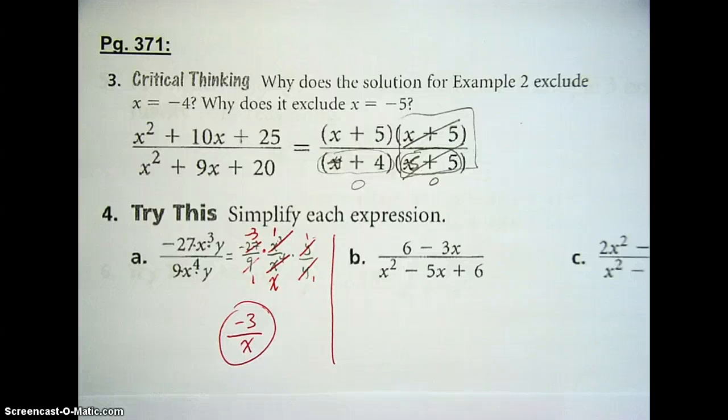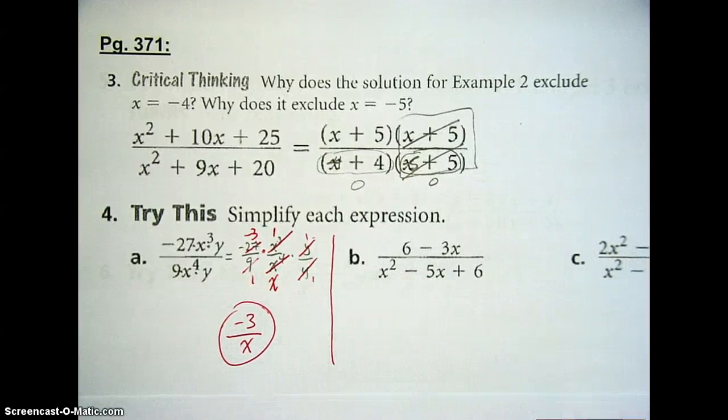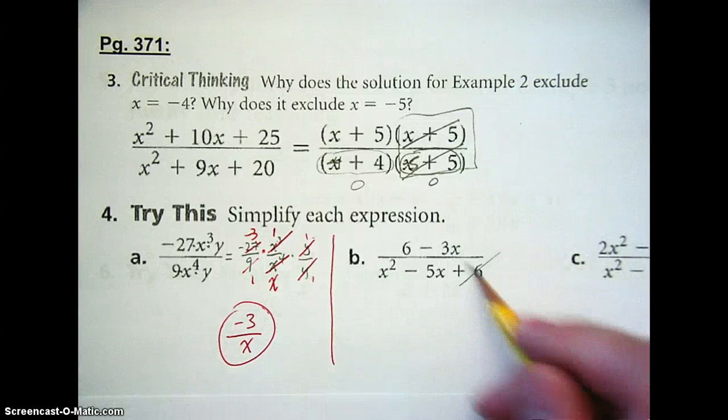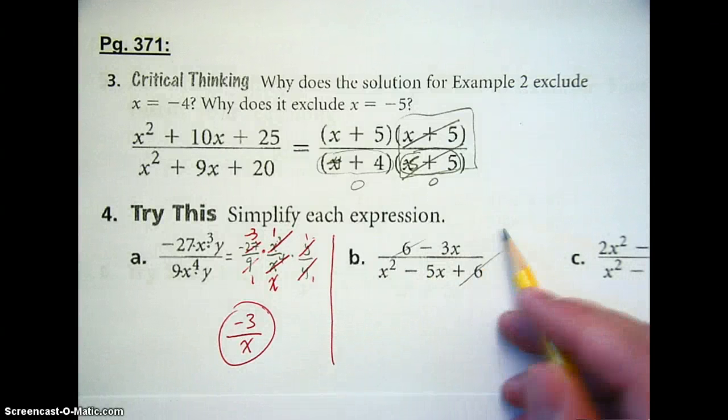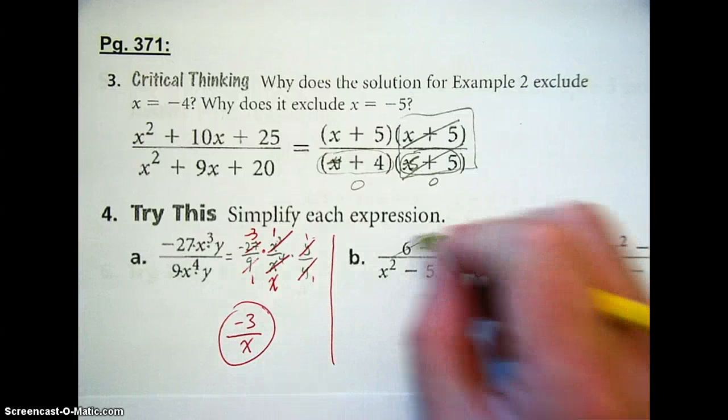Okay, B. We should always try to factor. You can't just cancel individual pieces. So the common mistake is this: I'll cancel the 6's, and I'll start canceling some x's. You can't do that. Remember, this is a grouping.